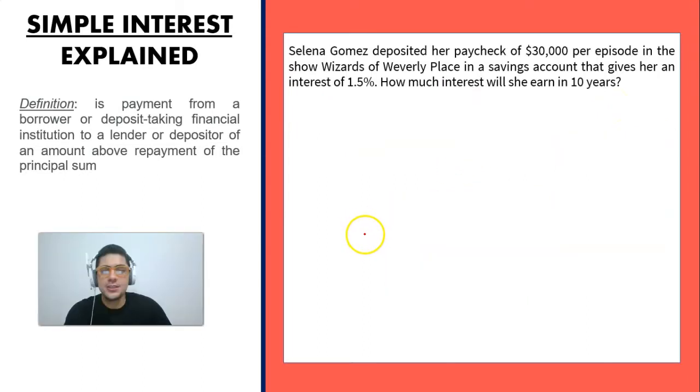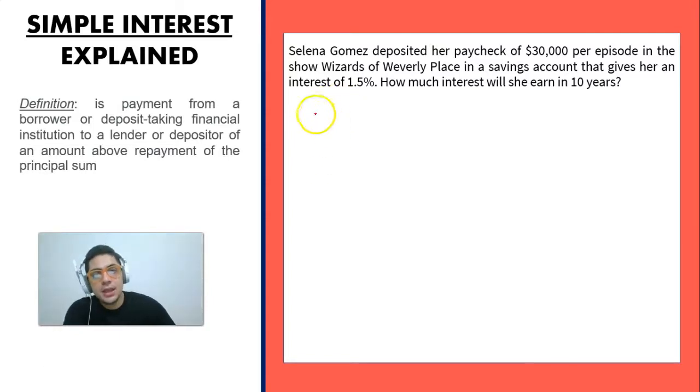So let's begin. So guys, today's problem says Selena Gomez deposited her paycheck of $30,000 per episode. Well, that's a lot of money. In the show Wizards of Waverly Place, don't know if you have seen it, in a savings account that gives her an interest of 1.5%. How much interest will she earn in 10 years?